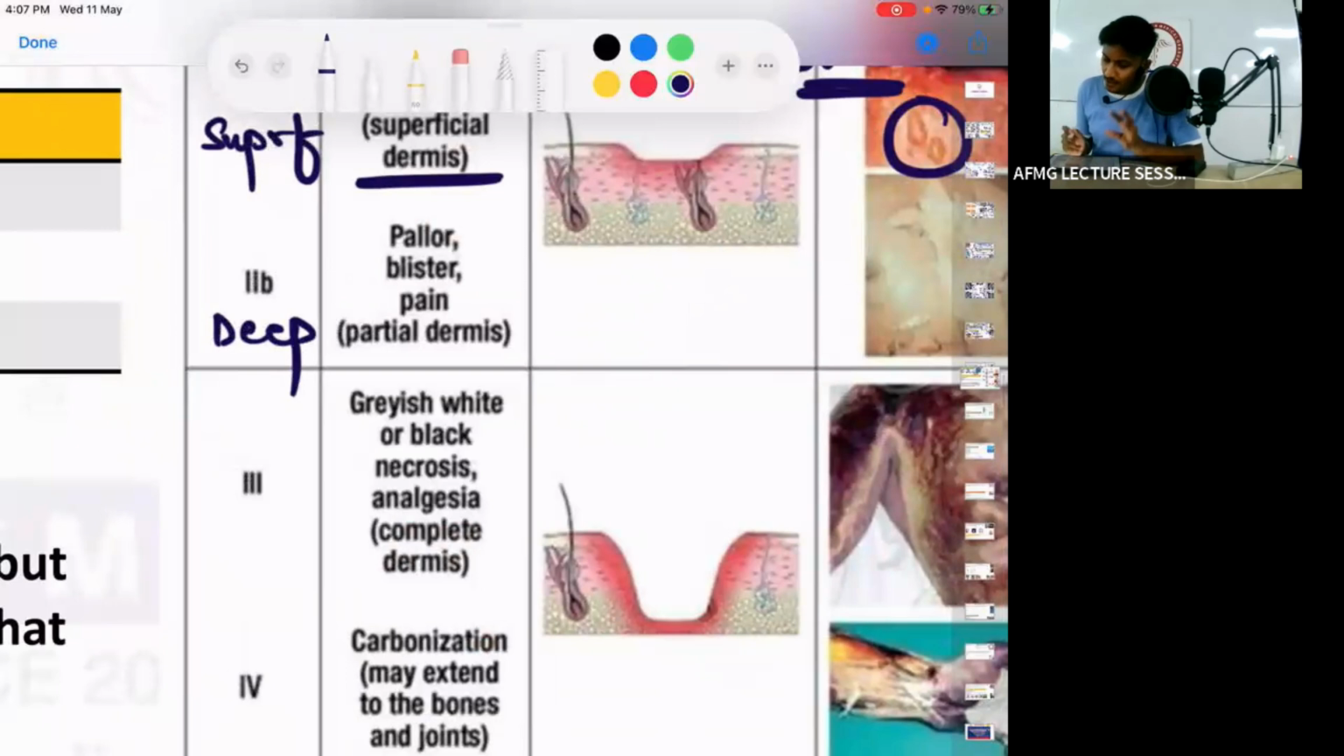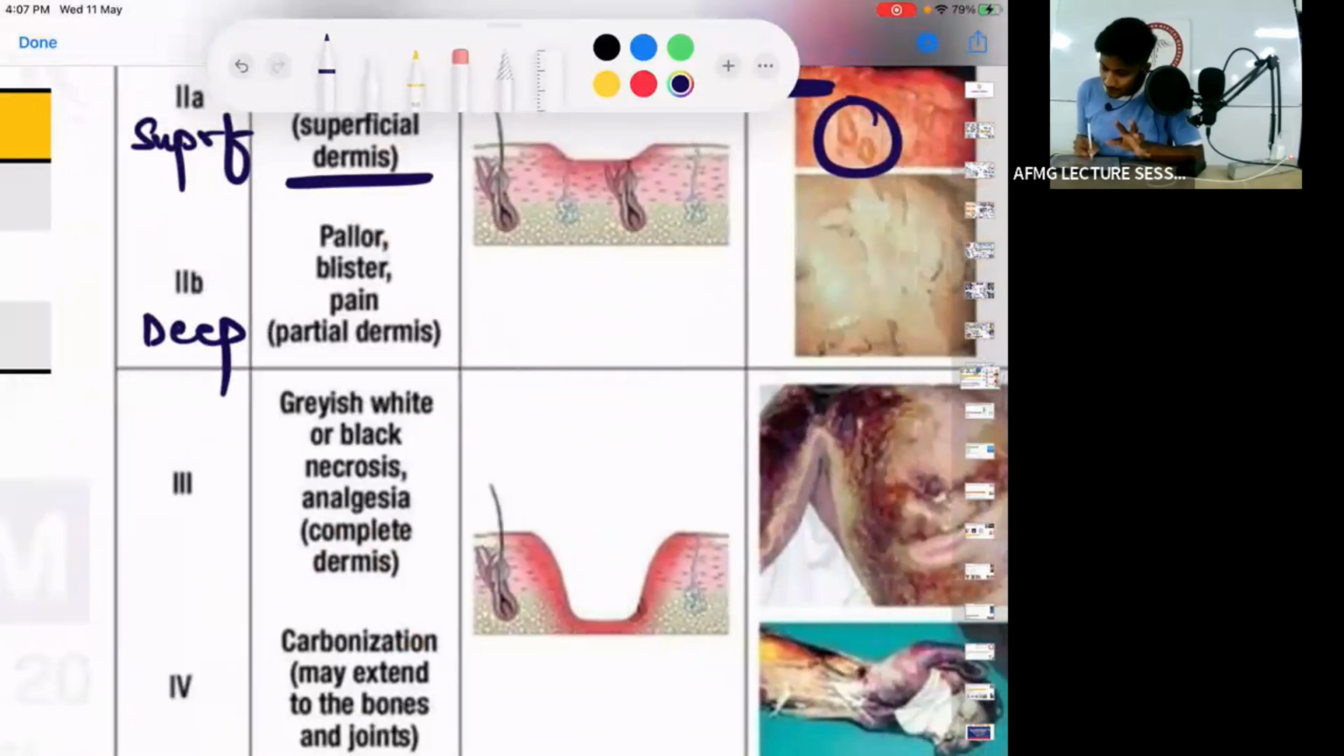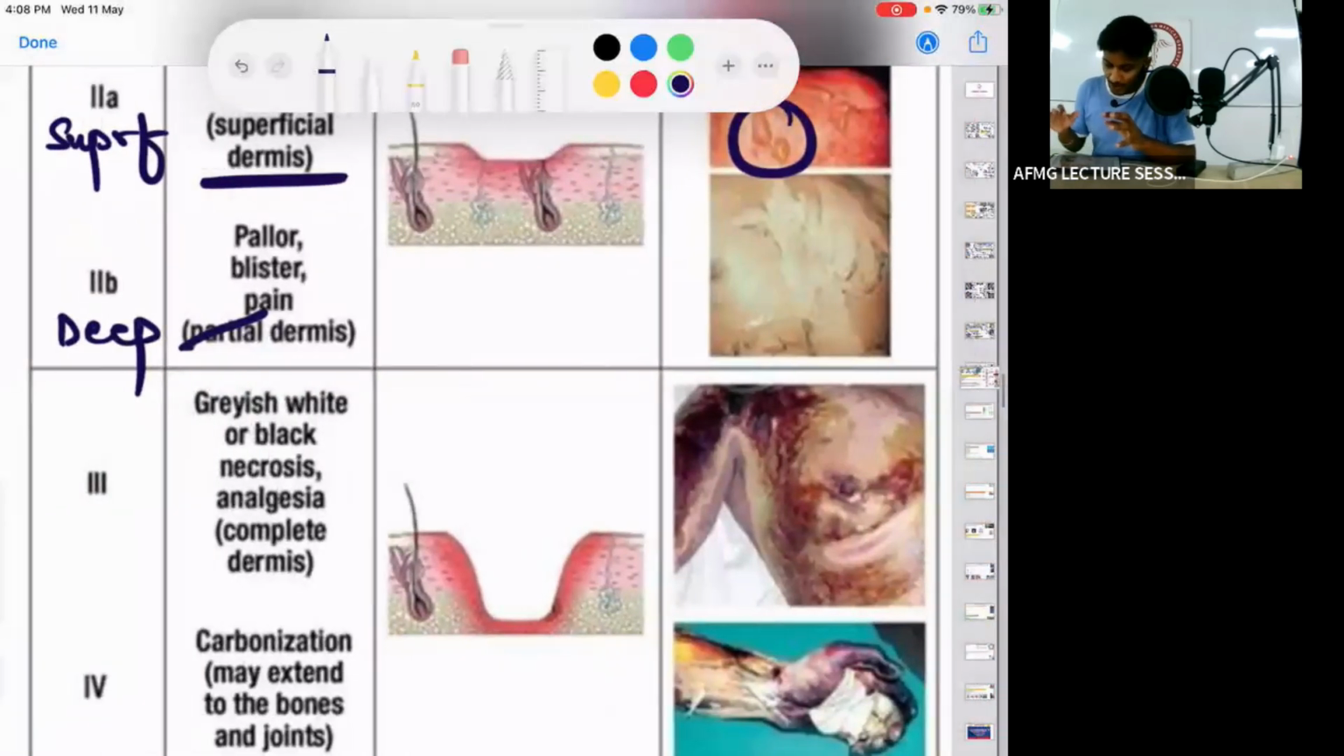In deep second degree burns there would be pallor, blisters along with pain, and there will be damage of epidermis plus complete dermis. This is a little different. So here there would be formation of pallor, blister, and pain.